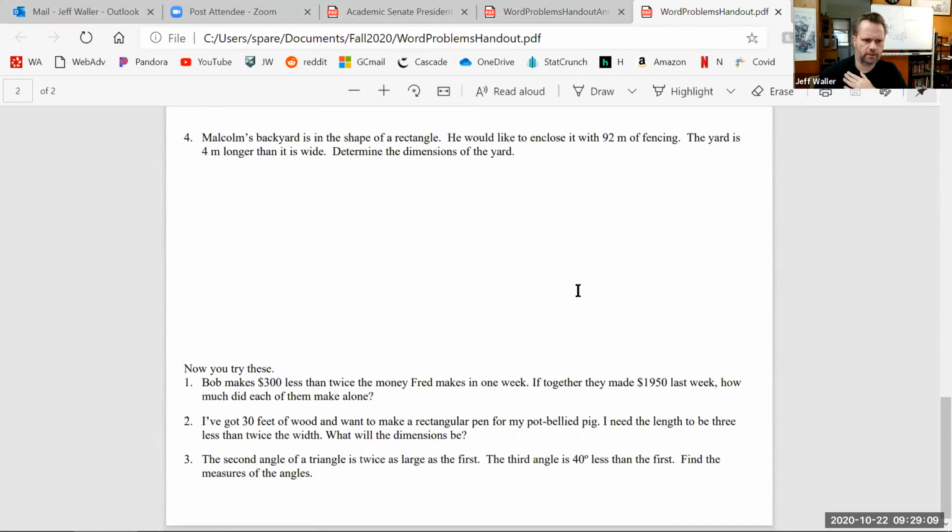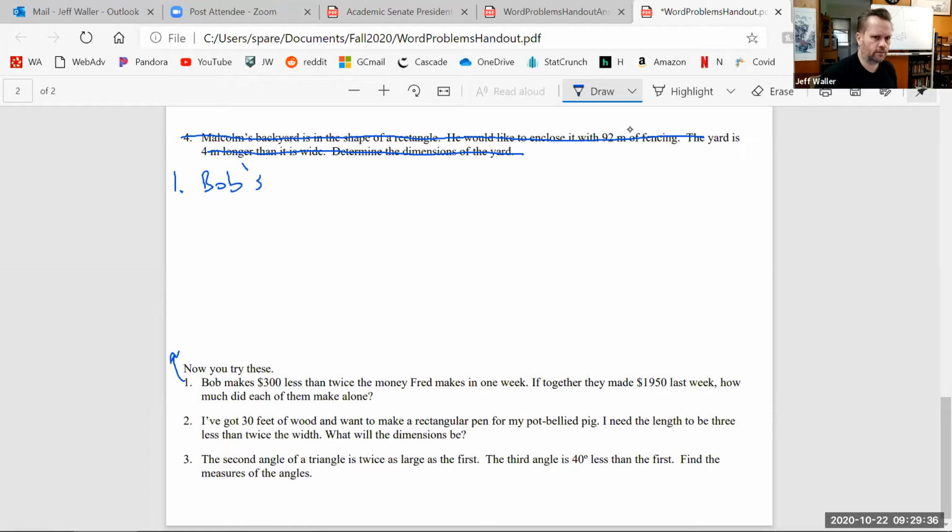I'm going to put up here a clean board so I have some room. So number 1 here. Would it be how much Bob makes and then how much Fred makes and how much they make together? Yeah, so the players. I'm not doing number 4 here, I'm going to do number 1 up here. So number 1, the players in this are Bob's and Fred's what? Income.